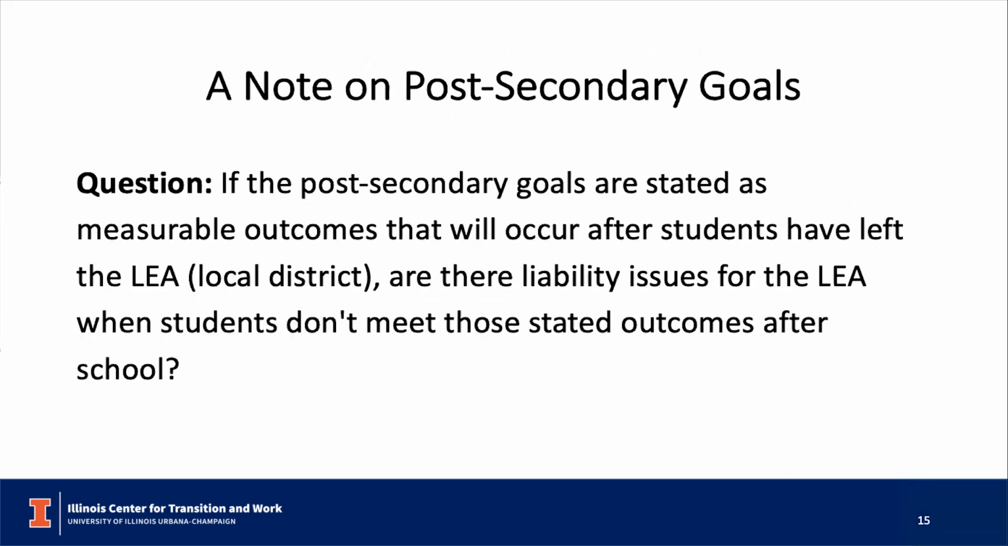Something that comes up often, and I alluded to it earlier, is that sometimes we get a little uncomfortable with putting statements in our IEP that are out of the control of us as service providers. I cannot guarantee that my student is going to get a job in the future after they've graduated, right? That is not something that I personally can control, Jessica, as the teacher of this student. So the question comes up: if the post-secondary goals are stated as measurable outcomes that will occur after students have left the LEA, the school district, are there liability issues for the school when students don't meet those stated outcomes after school? Okay, that is the question that's being asked here.